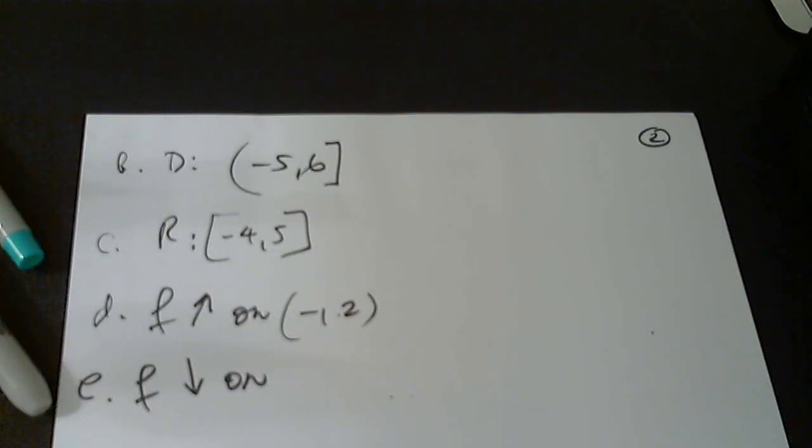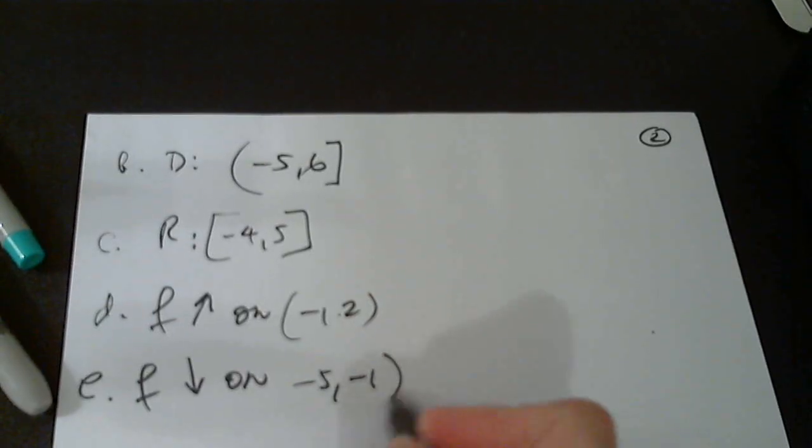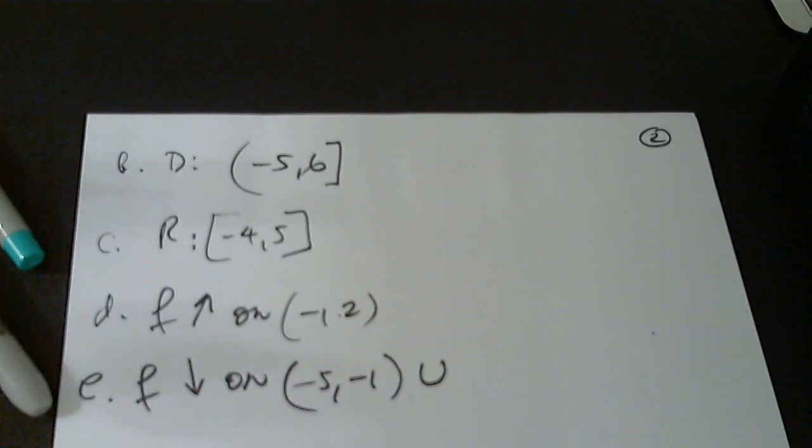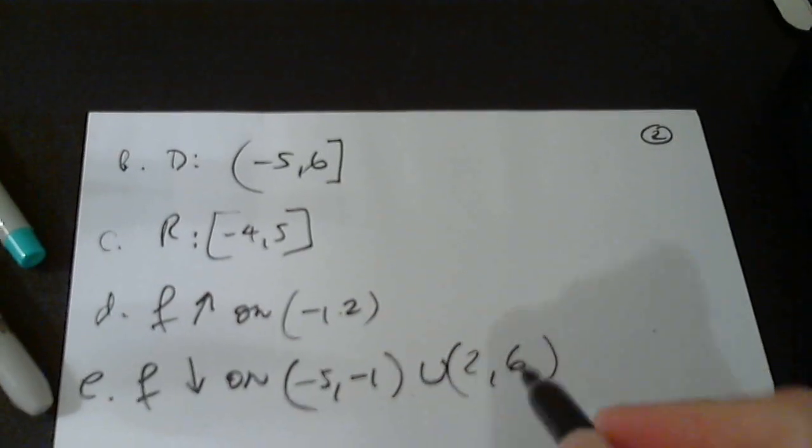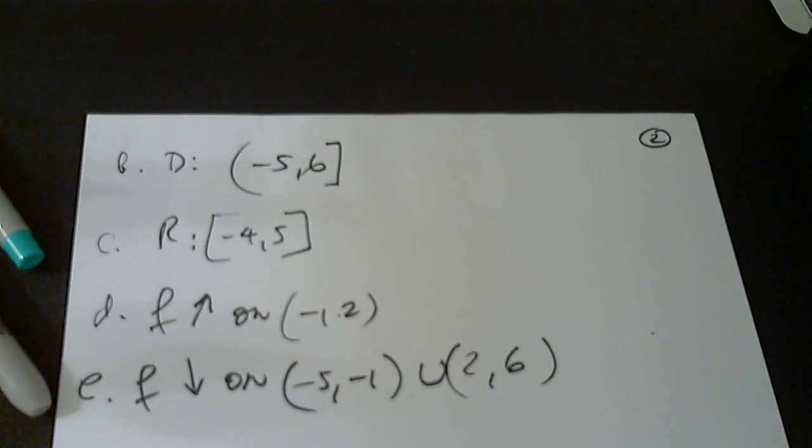The function is decreasing on -5 to -1, union 2 to 5. Awesome. Yes, yes, yes. Awesome. Perfect. Everybody understands that. Now is the time to say no, I don't, if you don't.